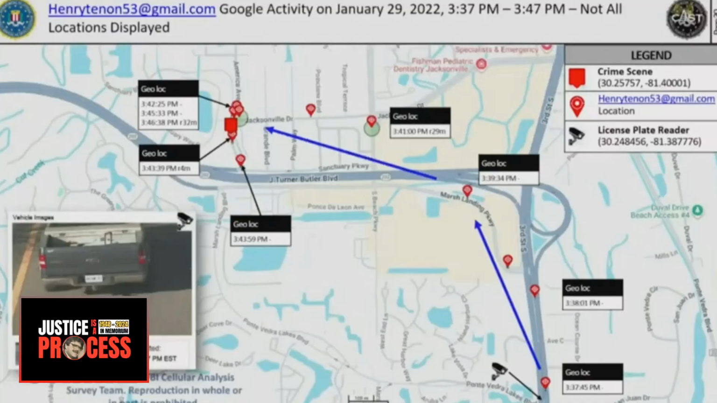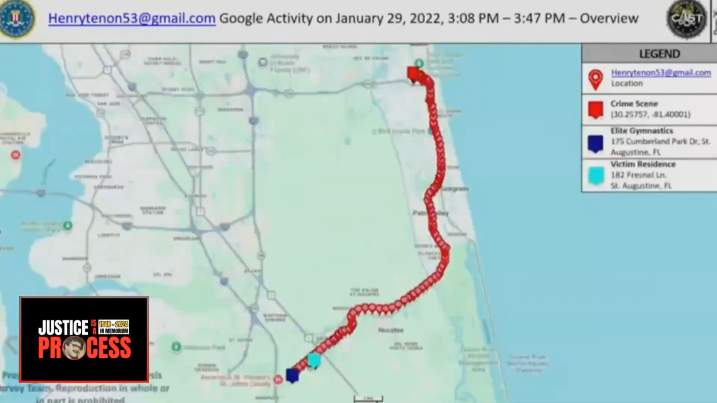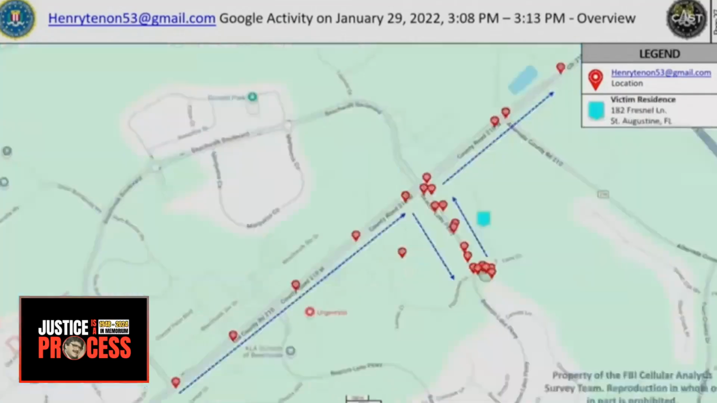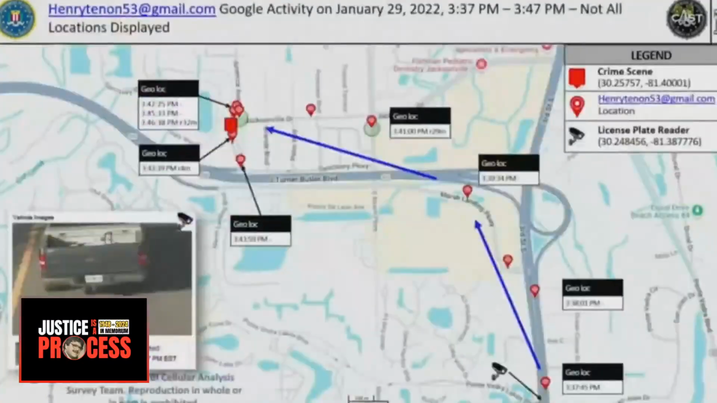Yes, during the time frame, to recap, the target cell phone moved, and the device accessing Henry Tenon 53 at gmail.com moved from the Potomac Avenue location south towards the area of the two locations of interest, the elite gymnastics and the Fresnel Lane in the Beach Walk area there. And then the target device moved north to the area of the crime scene and then back to the Potomac Avenue residence area.